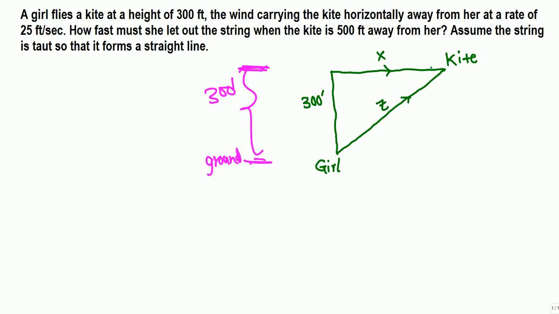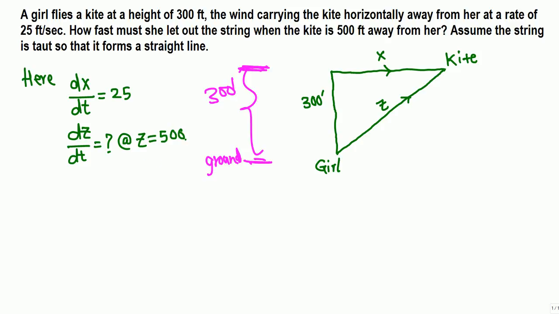So the kite is moving in this direction at the rate of, let's write here, the rate of change of the kite, dx over dt, is 25 feet per second. How fast must she let out the string when the kite is 500 feet away from her? That means, what is the rate of change of g, this direction? So dg over dt equals what, at the moment when g equals 500 feet.